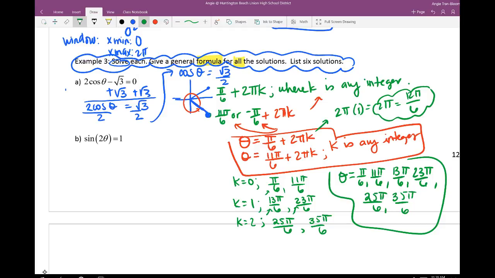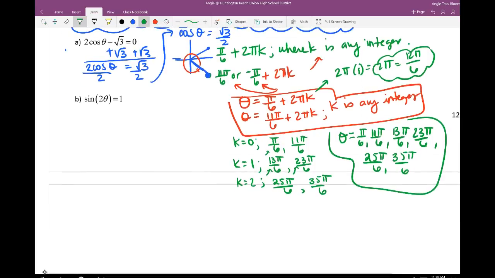Okay, are you ready for B? B, we are going to do the same thing. I don't have to do anything, so now I'm just going to compose both sides by sine inverse. So theta equals sine inverse of 1. Now, the original question is not an inverse, so I don't really have a restriction, but there's only one location where sine is going to be positive, which is pi over 2. So it looks like I only need to have one equation.